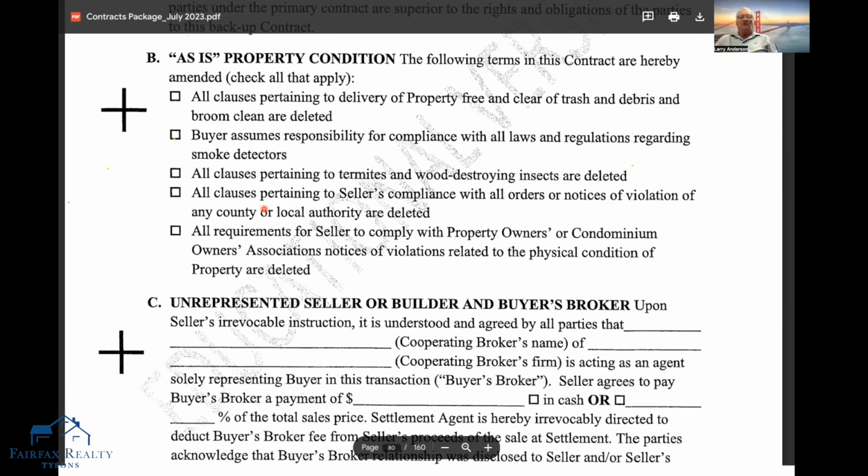So if you're putting as is property on the market, then you need to request this and have all these clauses removed from the sales contract. Okay, and that'd be a good topic. Maybe we'll do as is property condition and my take on it for the first session when we come back. I'll make a note to myself.